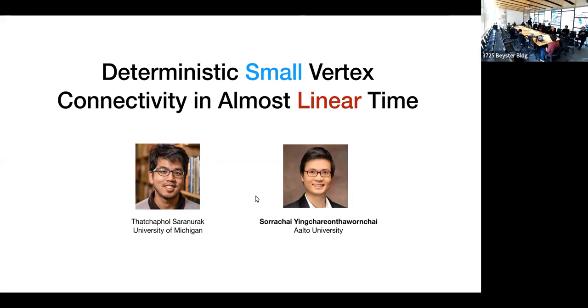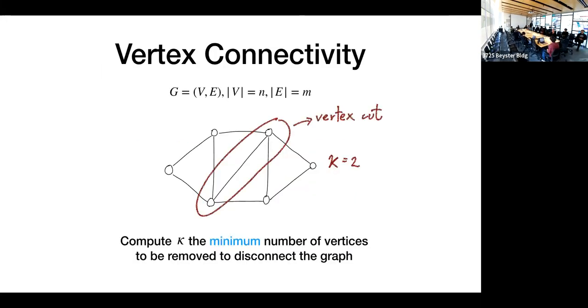So let's get started. Let me first define the problem. Given an undirected graph G with n vertices and m edges, we want to compute the minimum number of vertices such that removing them disconnects the graph. In this particular example, the minimum vertex cut is 2, because you cannot remove only one node, but you can remove 2.